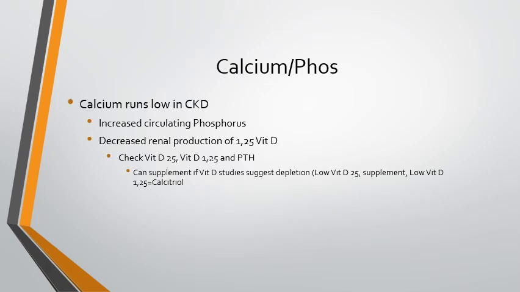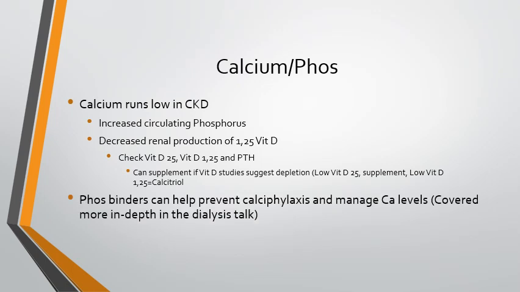Calcium phosphorus imbalance in CKD and end-stage renal disease is one of our biggest challenges. Calcium tends to run low because phosphorus is poorly excreted by kidneys with CKD, so it binds to calcium and deposits all over the body. Decreased renal production of the useful form of vitamin D is also a problem, so I check those levels and usually a PTH to see if something needs supplementation. Long term, what we're trying to avoid is calciphylaxis.